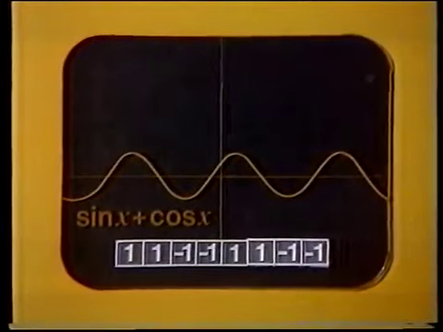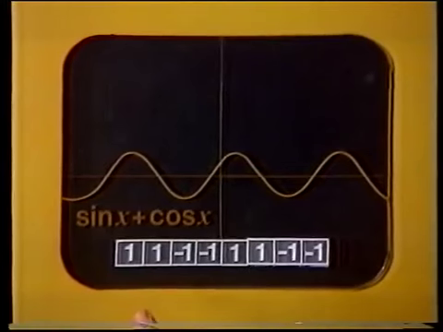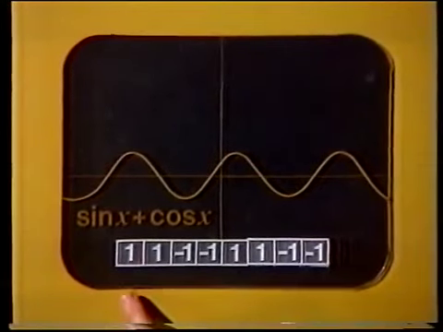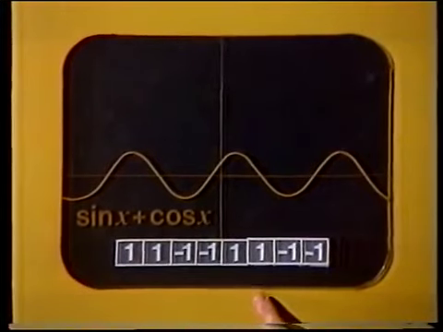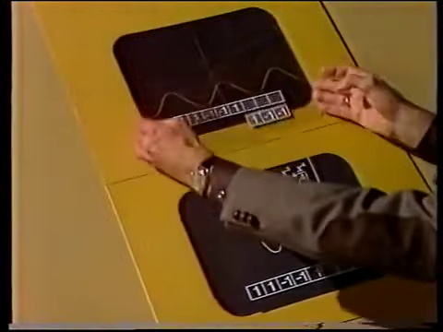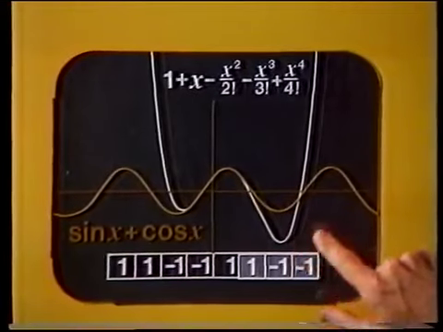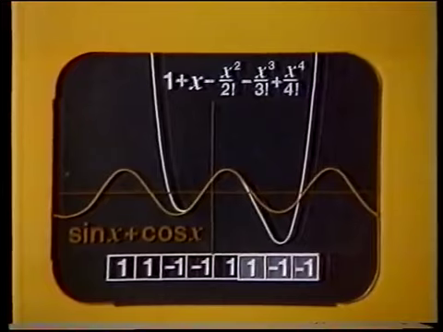Now, if you compute the derivatives of this function, and we're going to ask you to do that after the program, you'll notice that we get the derivative pattern 1, 1, negative 1, negative 1, 1, 1, negative 1, negative 1. And you'll also see that the fourth degree Taylor polynomial is a pretty good fit to the function, at least at the origin, where you'd expect.